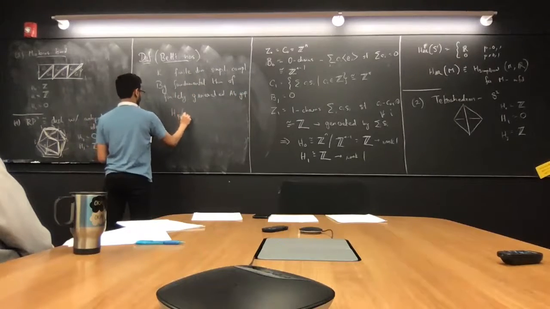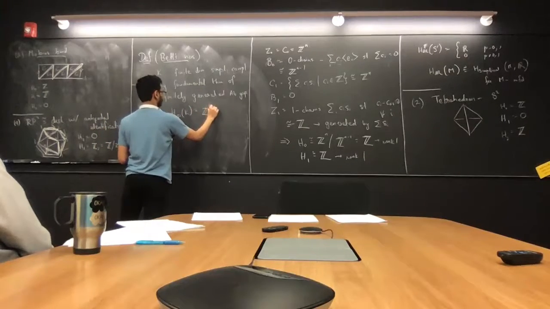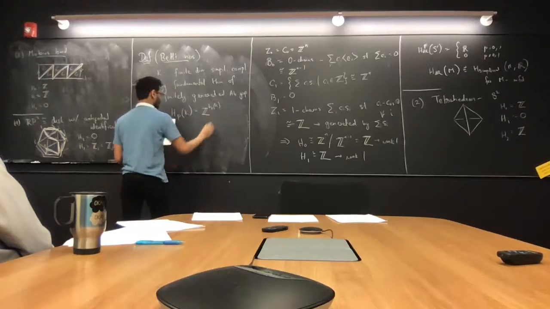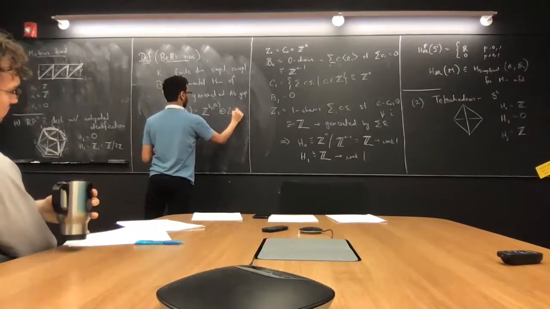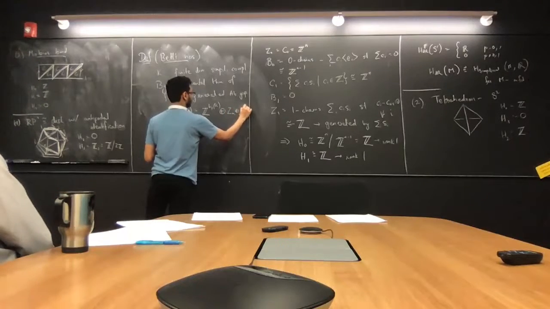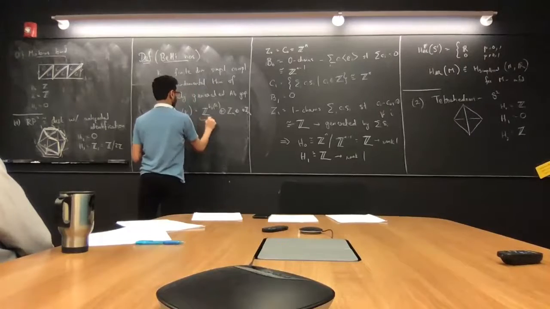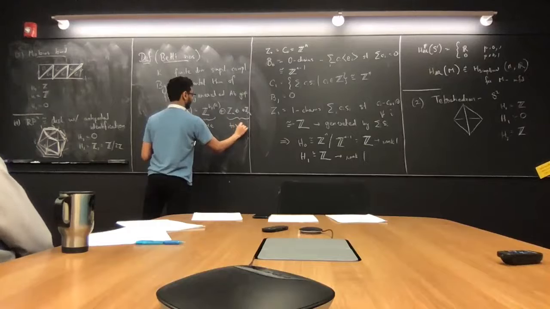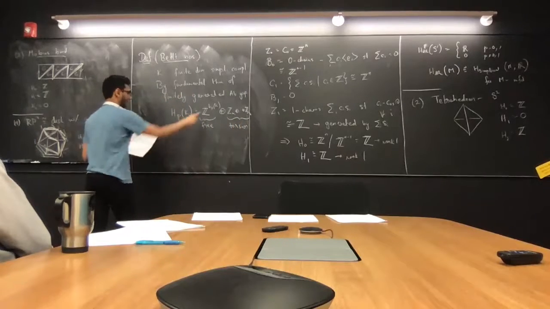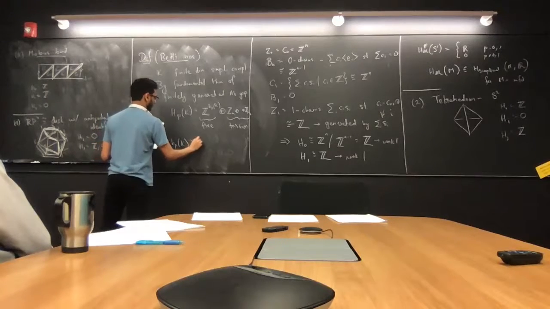Every finitely generated abelian group can be written as a free part, which is Z to some b_p(K), direct sum with a bunch of twisted groups. This is called the free part, and this is called the torsion. The exponent of the free part is always going to be positive. These are called the Betti numbers.